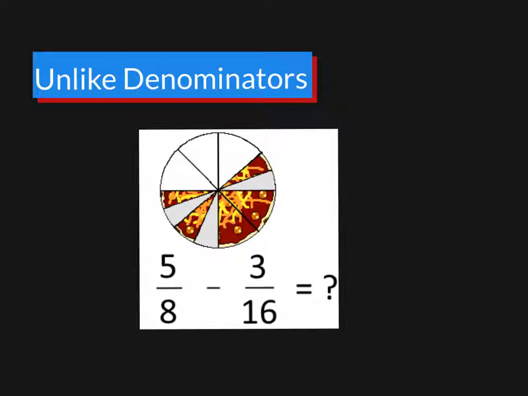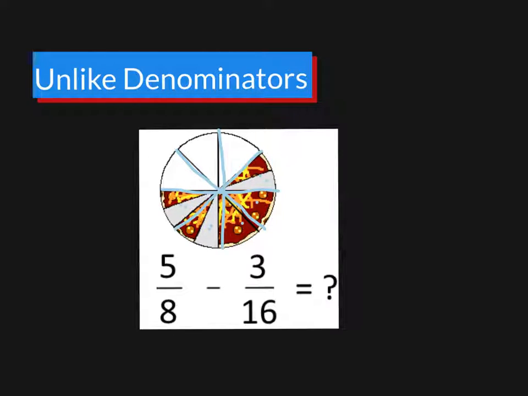Subtracting fractions isn't so easy if the denominators are different. For example, here we have a pizza and it's cut into eighths. 2, 4, 6, 8, right? And we have 5/8 of the pizza. 1, 2, 3, 4, 5. But then somebody eats 3/16.